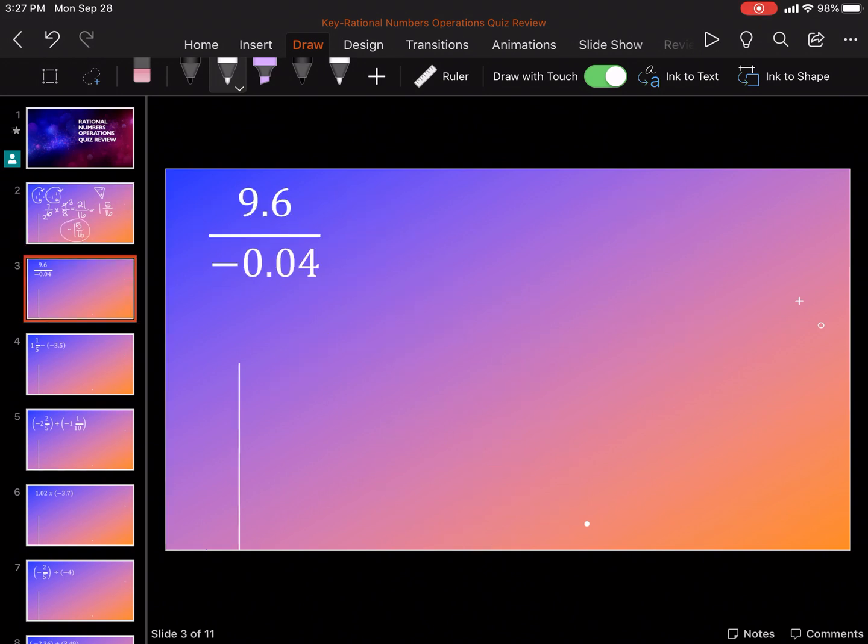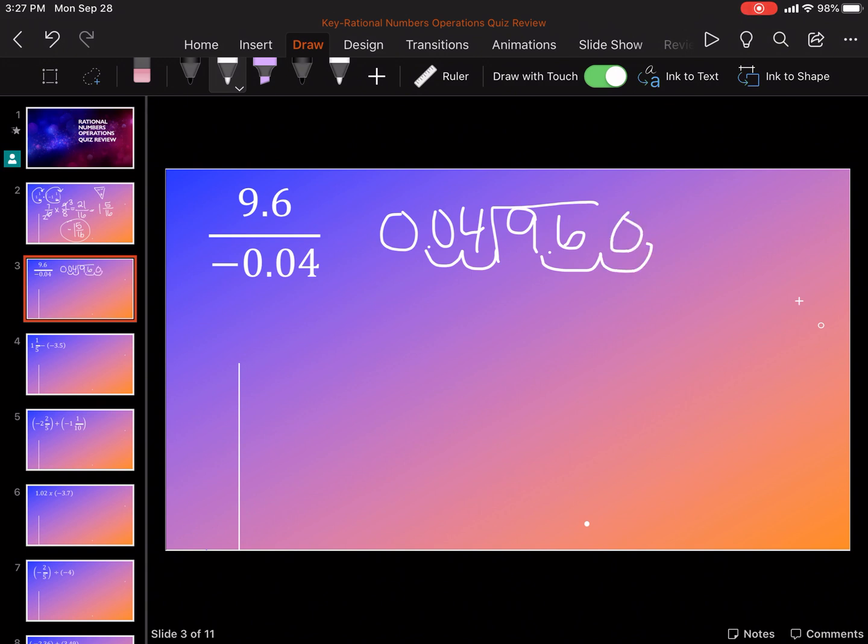So these ones are already decimals. So 9.6 and 0.04. Slide baby slide twice, slide baby slide twice. That means that you got to add that 0 placeholder. Okay.